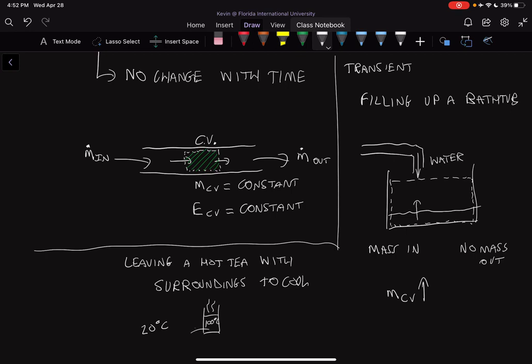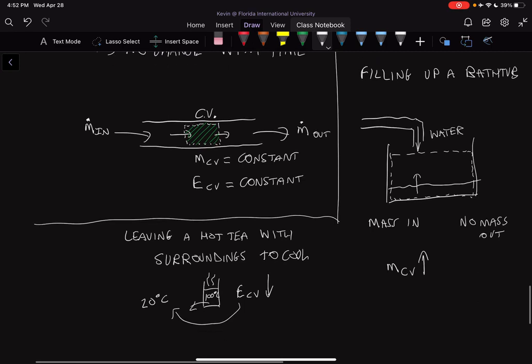And our hot tea is going to have some energy going out to the 20 degrees, and it's going to cool down over time. Now, the energy in our control volume is going down. The energy in our tea is going down, and the energy is actually filling up the surroundings. Okay, so those are two examples of transient processes. And we're going to be looking at the two different types throughout our class. So this will be really important.